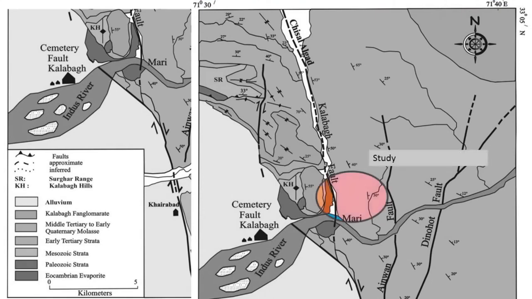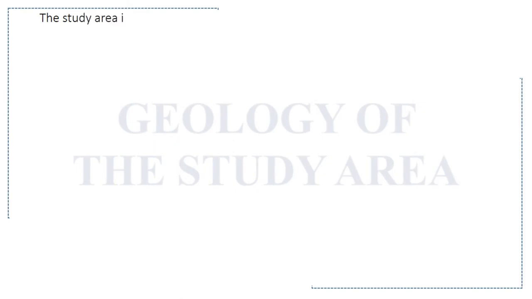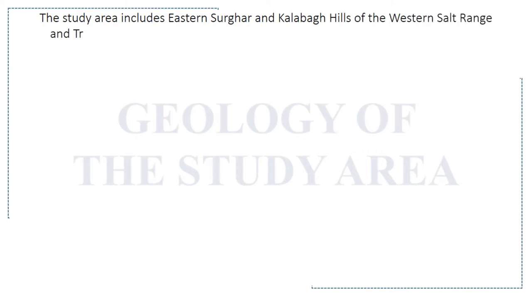Now here you can see the study area on the geological map, and the legend shows the Middle Tertiary to early Quaternary molasse. The study area includes eastern Surghar and Kalabagh hills of the western Salt Range and Trans-Indus ranges northwest of Kalabagh town, Mianwali district, Punjab, Pakistan.